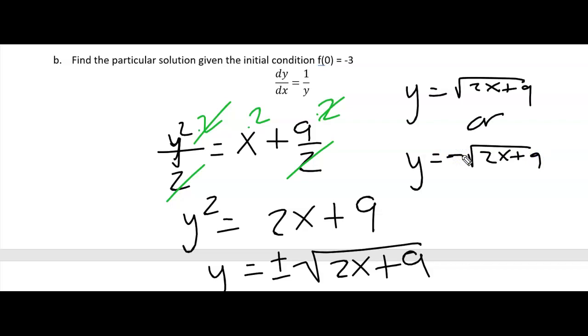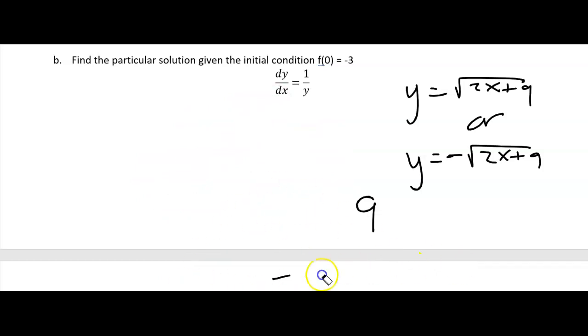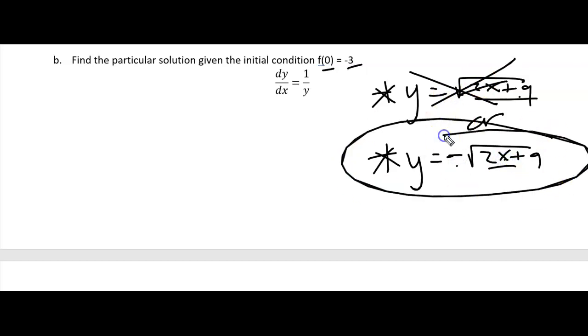And the question is, which one is it? And the answer is, it depends completely on your initial condition. Take a look at your initial condition. Which one of these equations, if you plugged in 0 for x, would give you a -3? Well, if you plugged in 0 up here, that's going to go away. You're going to have 9, and the square root of 9 is 3. That's a positive 3. We don't want that one. If you plug in 0 here, you get the square root of 9, which is 3, but there's a negative in the front, so the answer is -3. So this is the one we want.